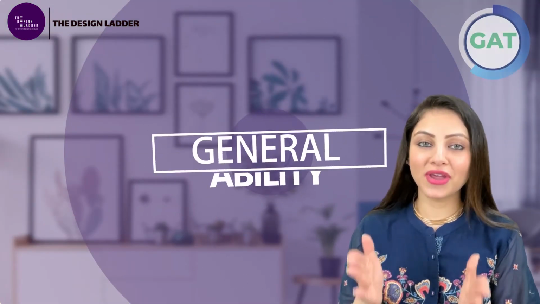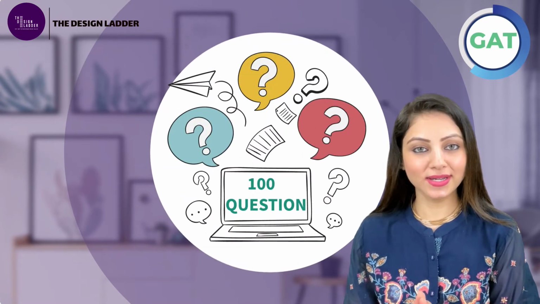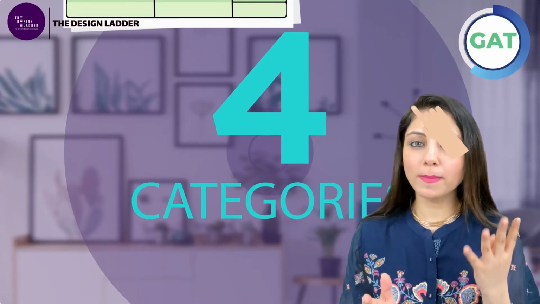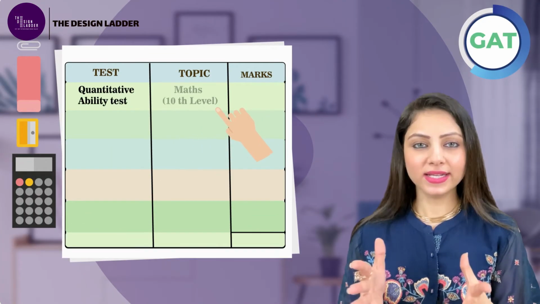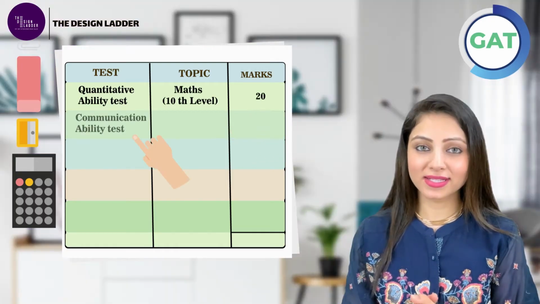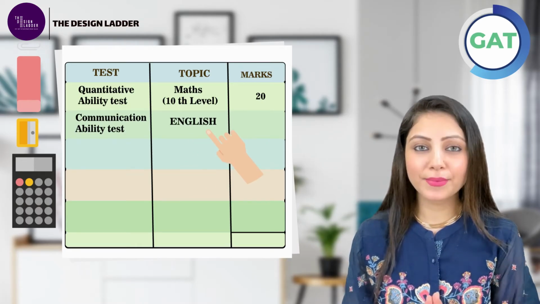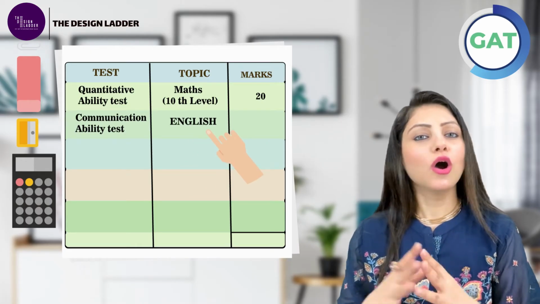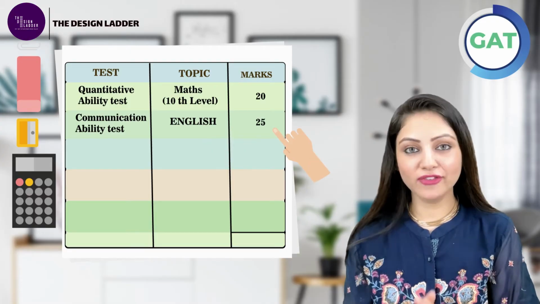So talking about the General Ability Test first, as we discussed, there are going to be 100 questions in total. There are going to be questions from 4 major categories. First one is Quantitative Ability. That includes your basic 10th level maths questions. They will come for 20 marks. Second is your Communication Ability, which will include your English grammar, synonyms, antonyms, all those kinds of English based questions. That will consist of 25 questions.